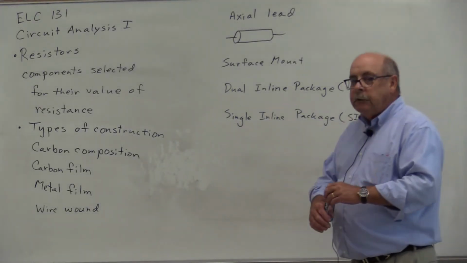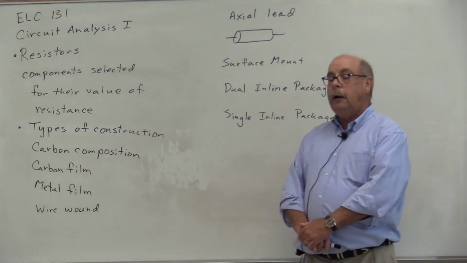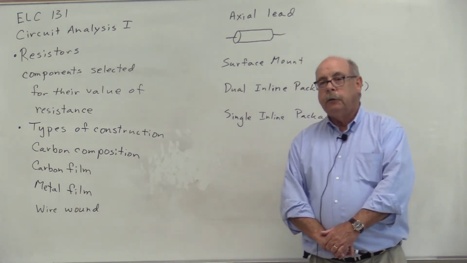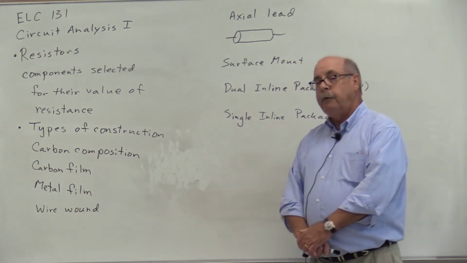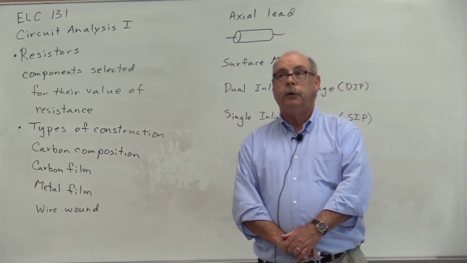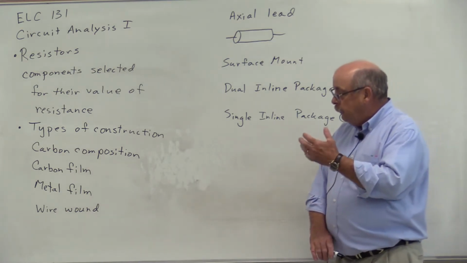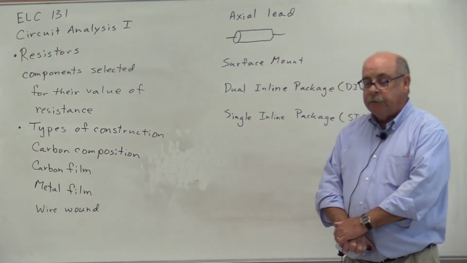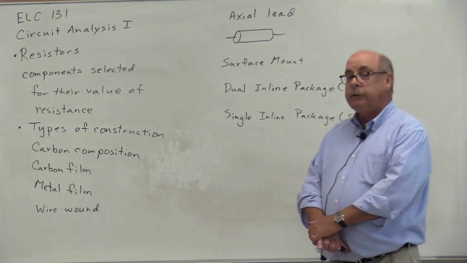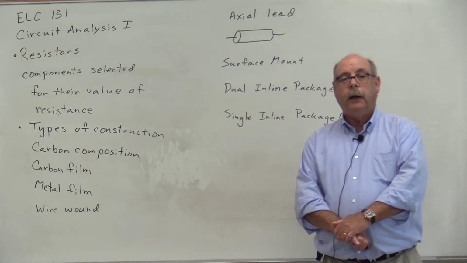So this is ELC 131, Circuit Analysis 1, and today we're going to talk about resistors. Resistors are electrical components that are selected for their value of resistance, their ability to oppose current. Now, there's four major types of construction for resistors, and they are carbon composition, carbon film, metal film, and wire wound.